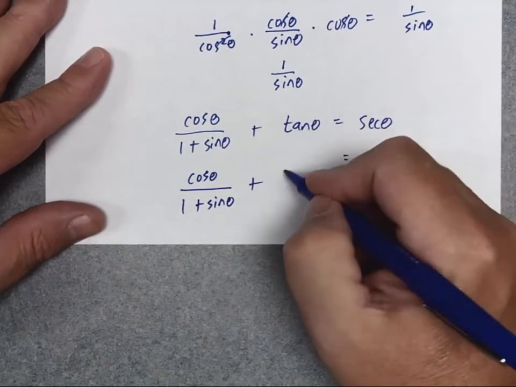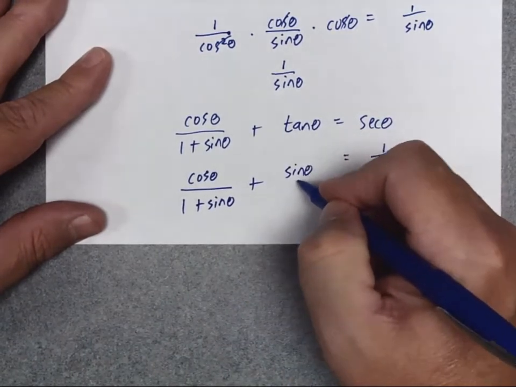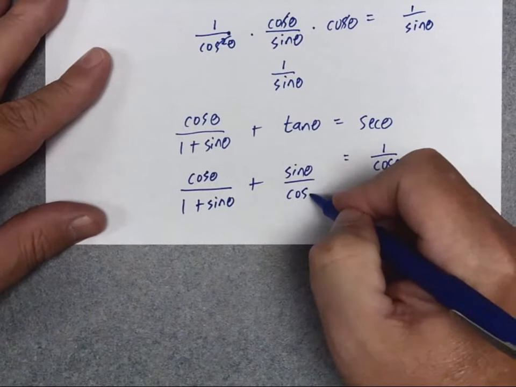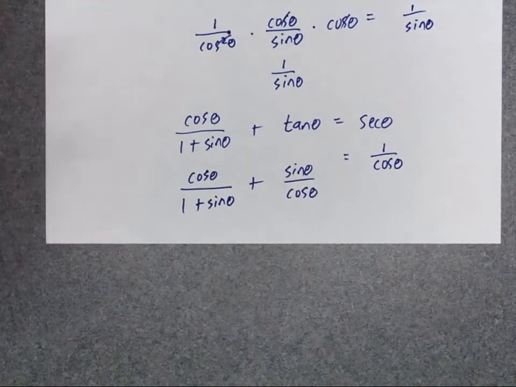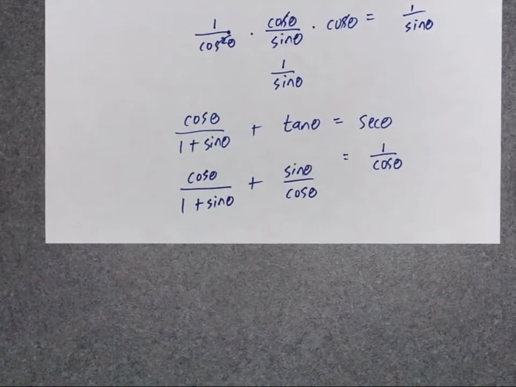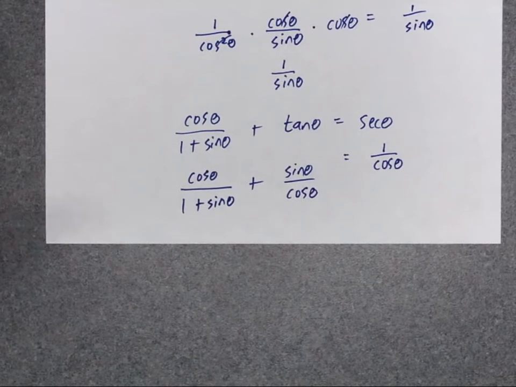The second term, let's write as sine over cosine. So here's an example of, you say, well, what do I do next? Well, you don't know for sure what to do, but you learn little things along the way that sometimes help you.